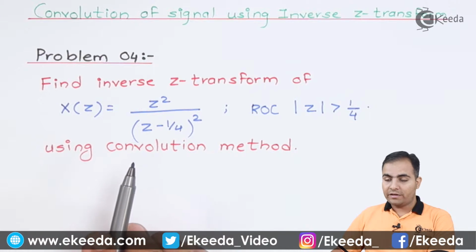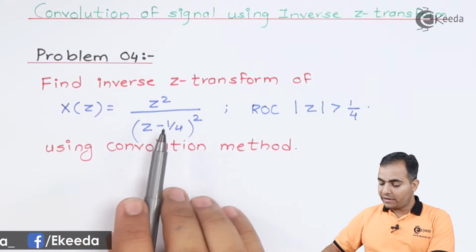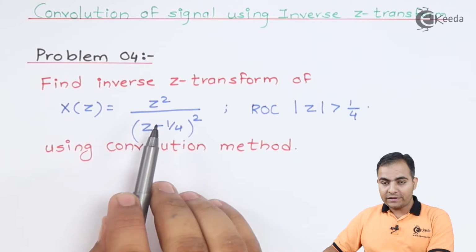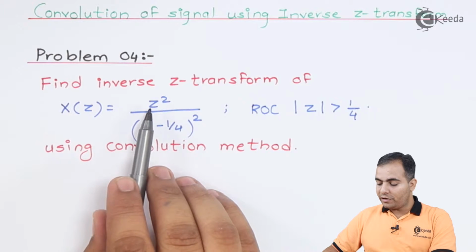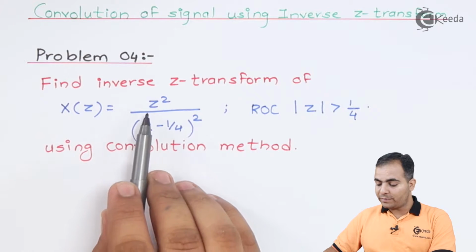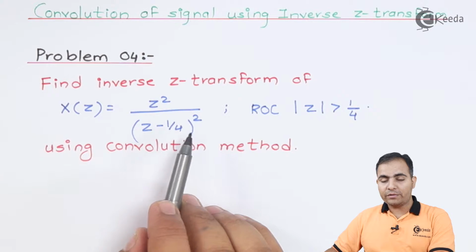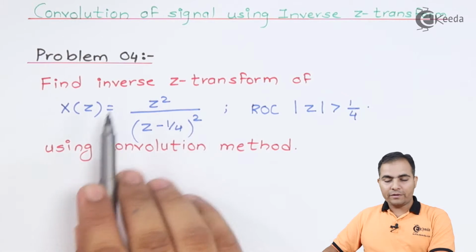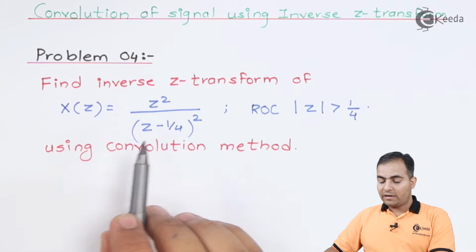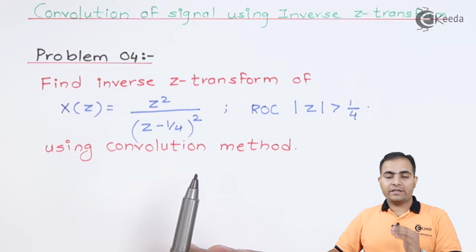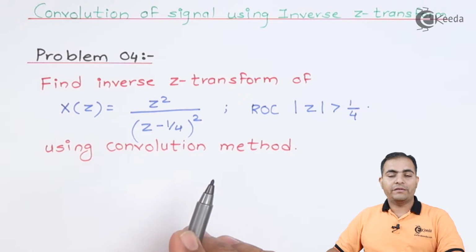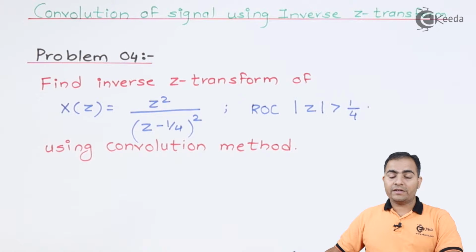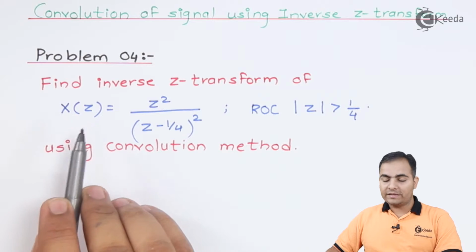Now remember one thing, if you have gone through the last video then you will get the idea. We are going to split this function into two parts. Here in numerator and denominator we have the square, so I can split this function like z upon z minus 1 by 4, and the second part is again z upon z minus 1 by 4, so that after multiplying you will get the same function. After separating, you can replace them by x1 of z and x2 of z, go for the inverse Z transform of both these functions, and then use convolution of discrete time signals to get the inverse Z transform of X of z.